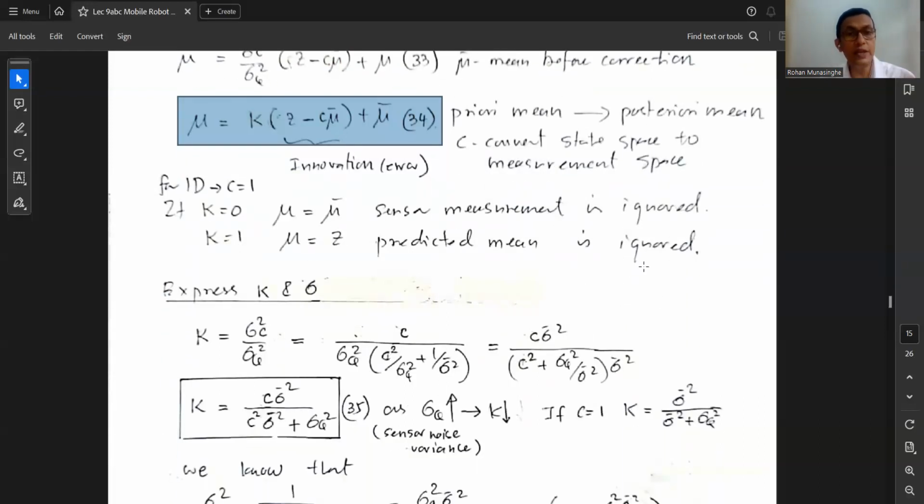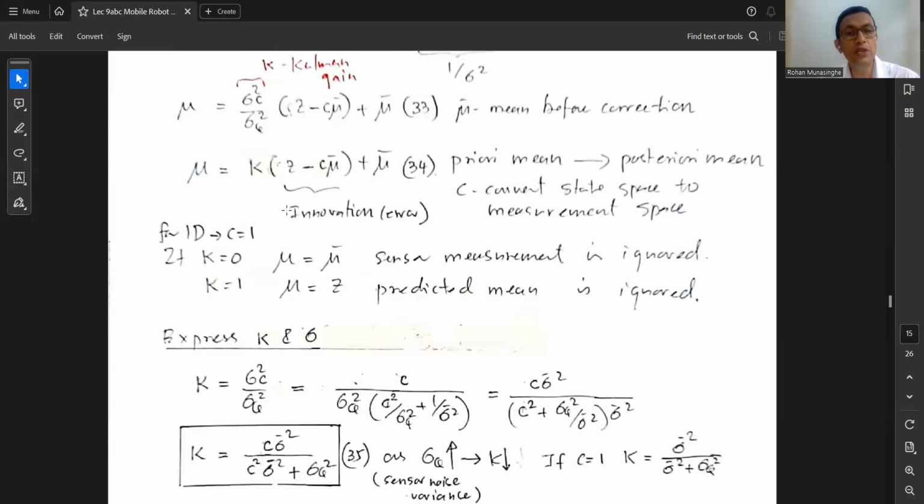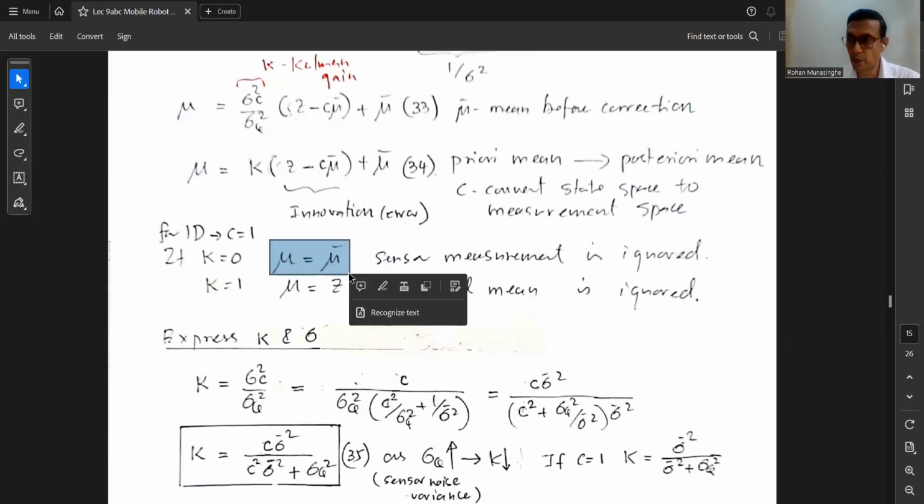Right. So in the 1D case, now if you think of K as 0, for example, what does it mean? If K is 0, mu equals mu bar. Mu bar is your predicted position and mu is your corrected position, right? This mu bar was derived entirely based on the vehicle model. So let's say your sensor is very, very bad. In that case, you completely rely on the vehicle model. This is that scenario, when K equals 0.